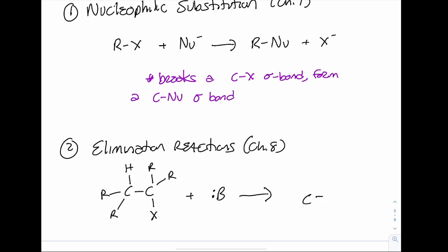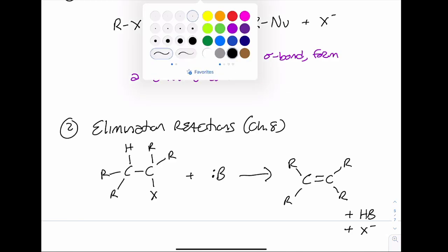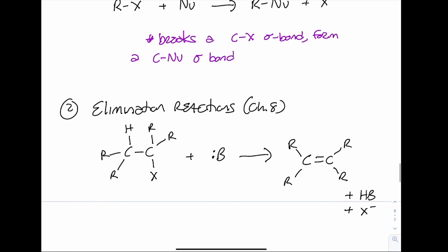So I'm going to end up with a double bond between those carbons. I still have my R groups on here. And then essentially my conjugate acid. That base grabbed onto a proton, and then I do have my halogen floating around somewhere. So we're forming a new pi bond. We're producing an alkene as my product.